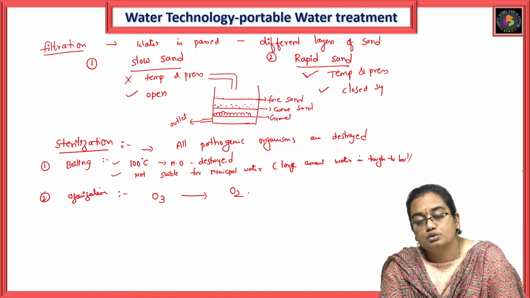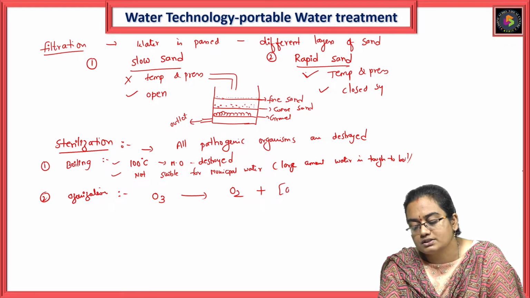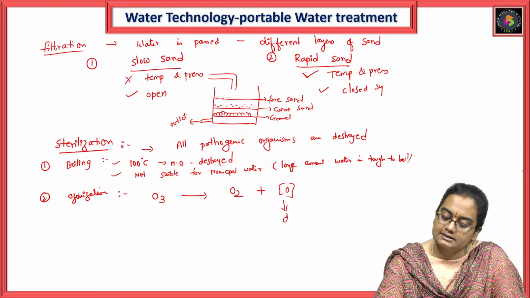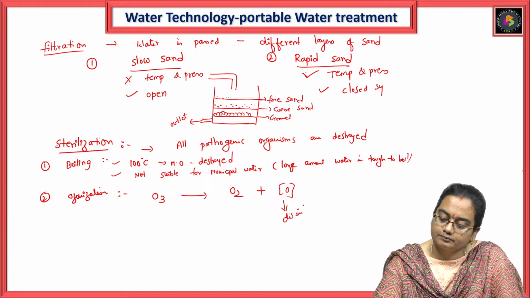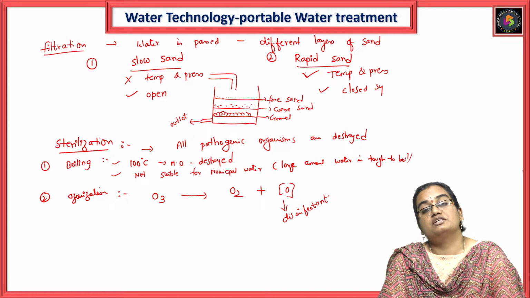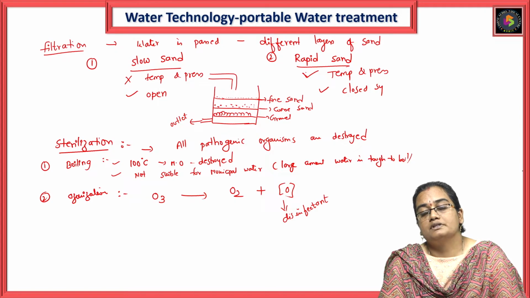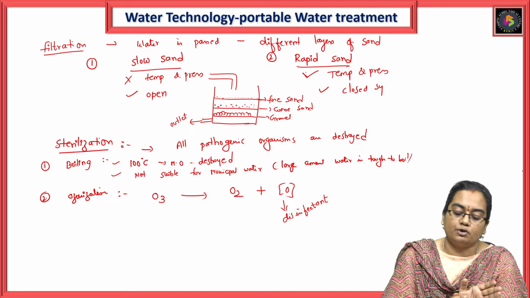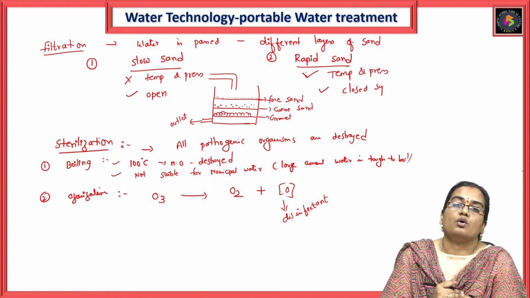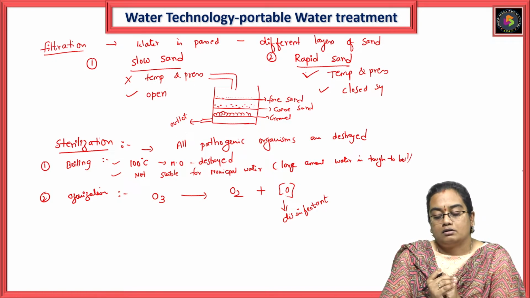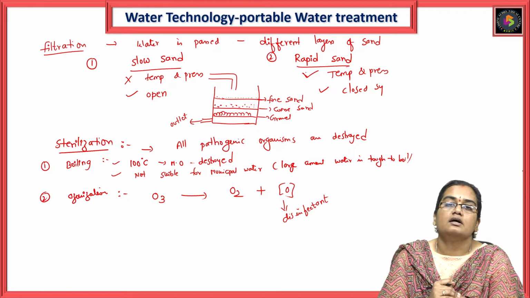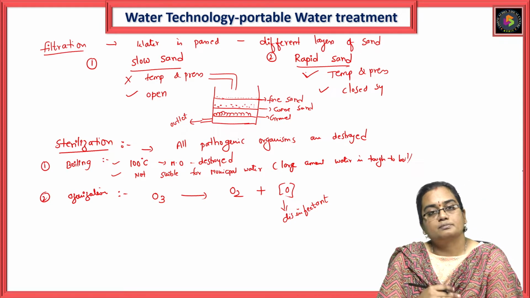This ozone undergoes dissociation to liberate oxygen and nascent oxygen. This nascent oxygen is acting as a disinfectant, which destroys the microorganisms and gives the pure form of water. But the only problem with this ozonization is the ozone gas is very expensive. So that means it is not affordable by the government for the treatment of municipal water.